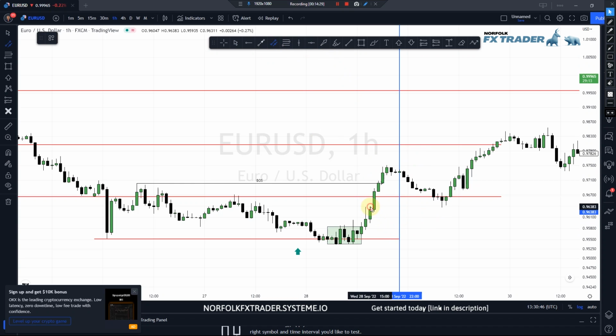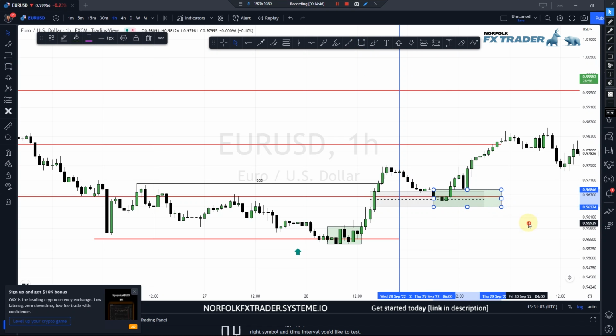Now we do also have here an area of imbalance where we see the market pulls back down, fills that imbalance, and this is how I would take my entry here and be ready to the upside. Target 1, target 2. Now you can also use right here is an area of demand.